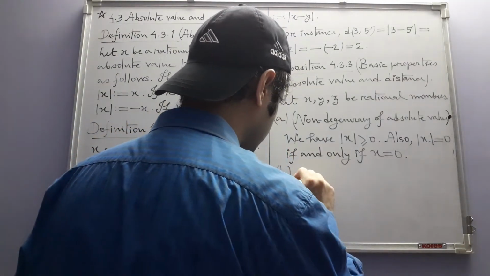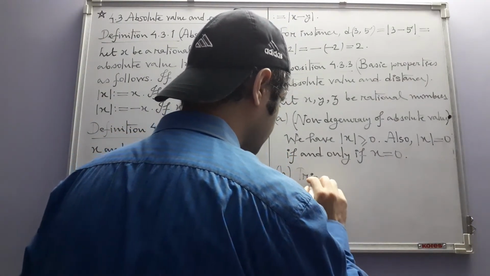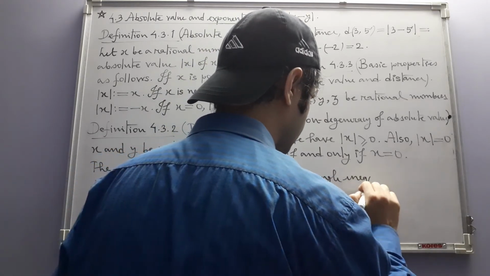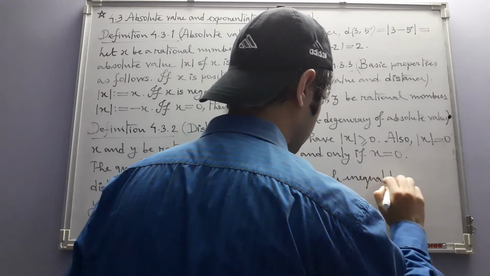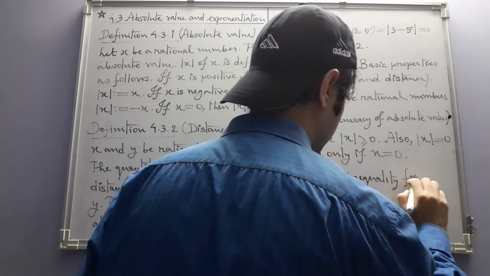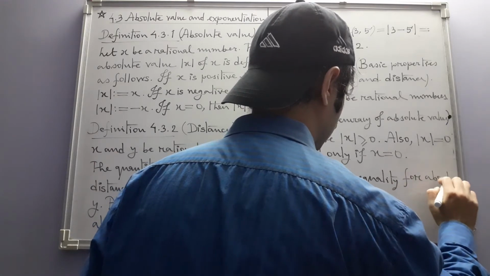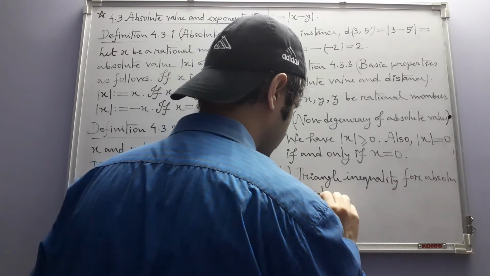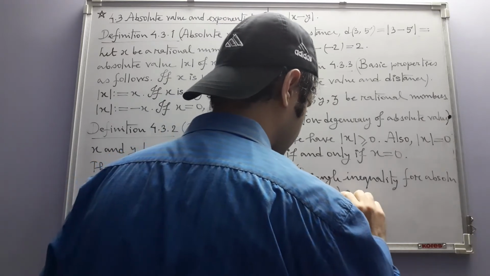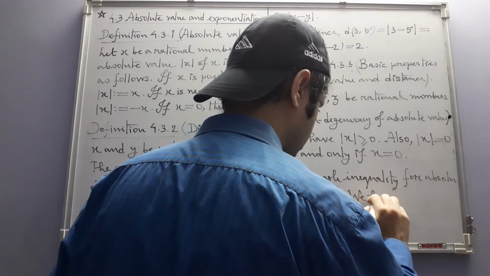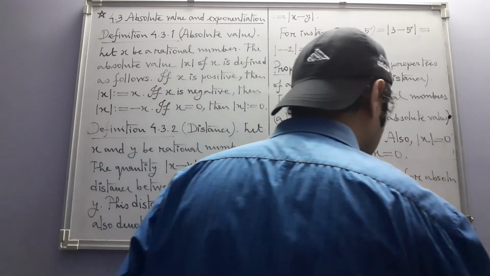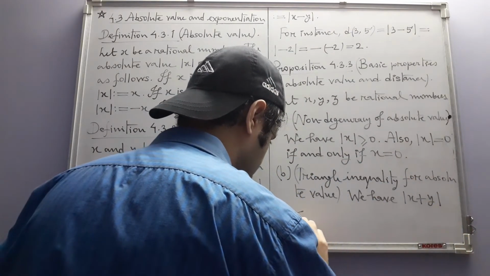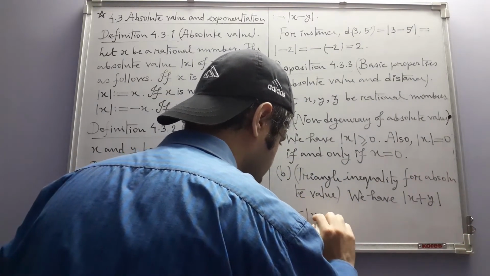Okay, then another even more important one is triangle inequality. For absolute value, the absolute value of the sum of two rational numbers is always less than or equal to the sum of their absolute values.